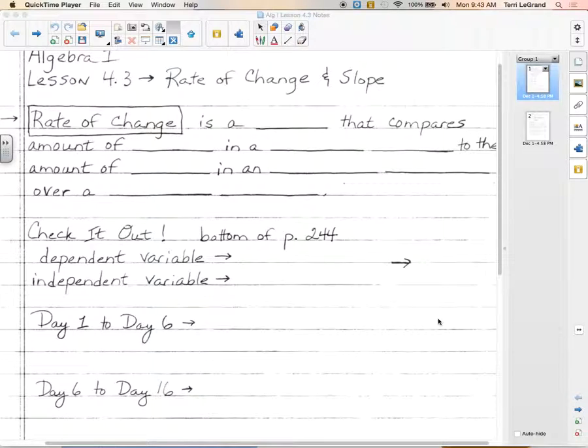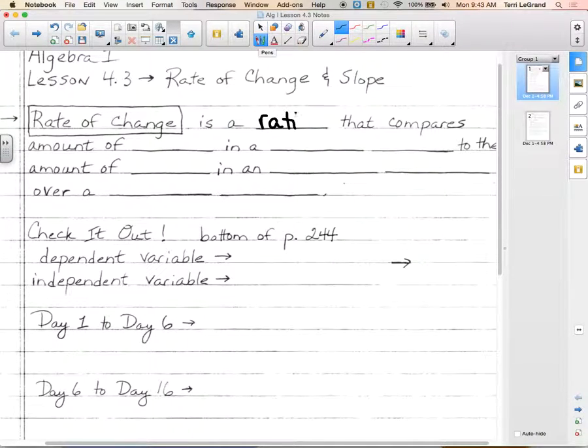Is rate of change. Rate of change is a ratio. And before we even go on, what's a ratio? We've already talked about that in this school year. When you hear the word ratio, what should you visualize in the mathematical world? What does it look like? A fraction. It looks like a fraction. So what's happening in a fraction? We have a numerator and we have a denominator. So a ratio is a comparison of two things.